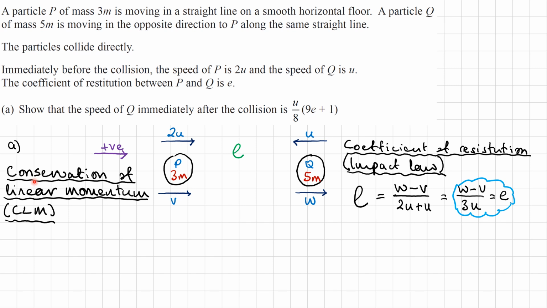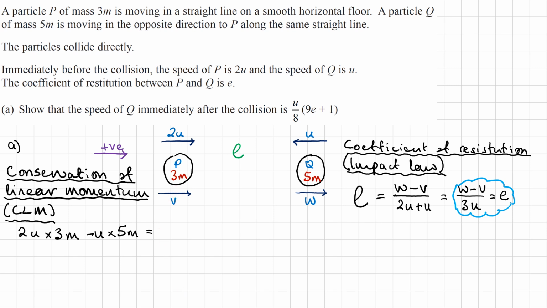Next we're going to write down an equation using the conservation of linear momentum, which is often shortened to CLM. For this we want the total momentum before the collision to be equal to the total momentum after the collision. Now remember, I'm taking this direction as positive, so any velocities going in that direction will be positive, any going in the opposite direction will be negative. So let's start with the momentum of P before the collision. That's just its mass times the velocity, so that's going to be 2u times 3m. Then the momentum of Q, now u is pointing the opposite way to my positive, so this will be negative u times 5m. So that's the total momentum before the collision.